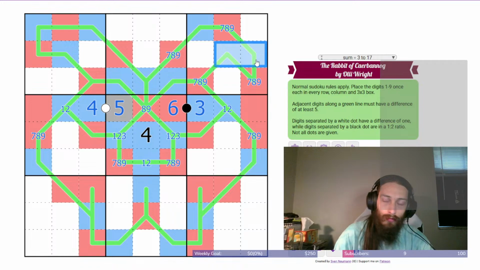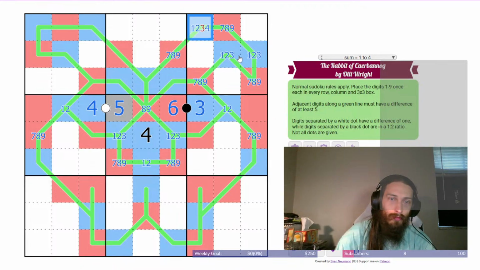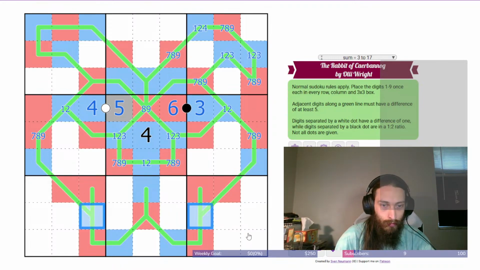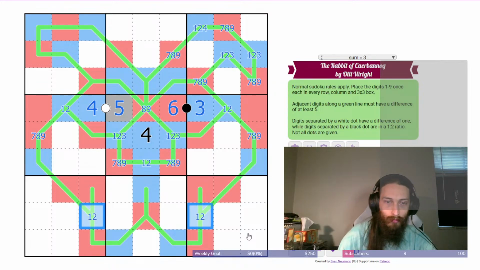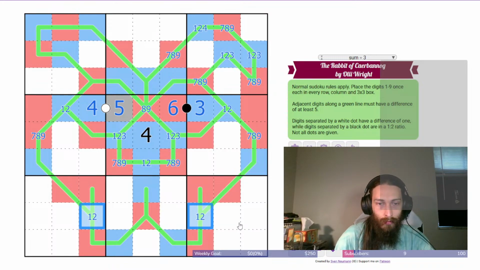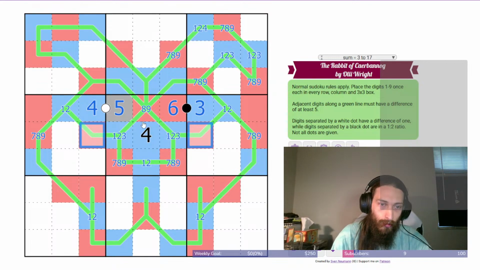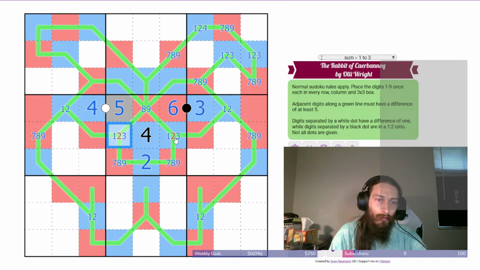In boxes 7 and 9, the blue goes to 3 different cells. So that has to be an 8-9 pair. I'm sorry, a 1-2 pair. Oh, one of these has to be a 6 because of the 7, 8, 9 over here. So that means one of these is going to be a 1. So we end up with a 2 here.